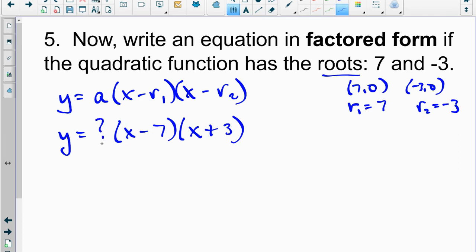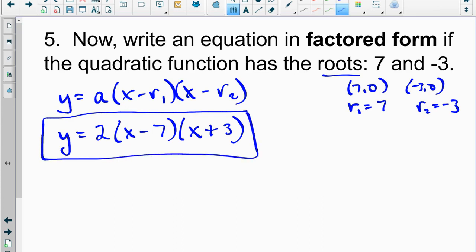The big question is, what number can go up front? Well, it doesn't say anything here about if it opens up or opens down. It doesn't tell us what to use for the value of a. So I guess we could put any number there that we want. We could leave it blank, which would indicate that it's a 1. I could put a negative sign there, which would indicate it's a negative 1. I could put any other number there, like a 2 or a 3 or a 4, because it doesn't say specifically what it can or cannot be. So technically, this is an equation in factored form that has the roots 7 and negative 3.